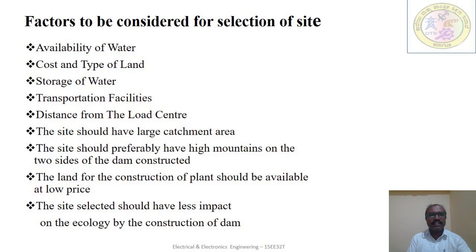Next point is transportation facility. The transportation facility for the hydro plant through road or rail should be convenient so that if a new plant is to be established, the huge equipment needed for the construction of the dam can be carried easily. That means the roadways or railways should be easy to access.